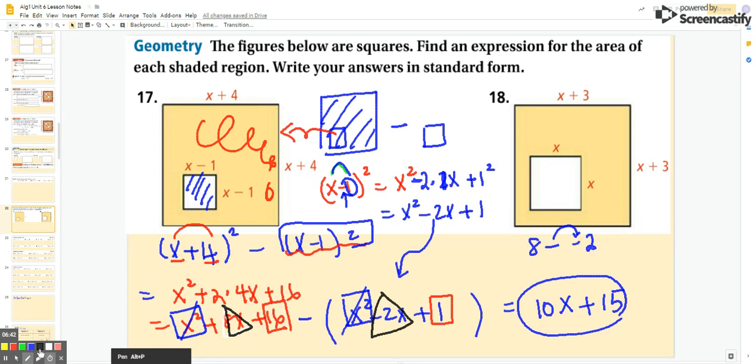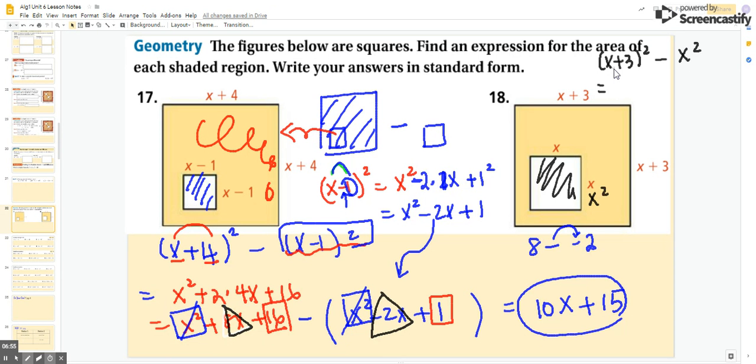And let's look at number 18. We're going to use the same strategy. The bigger square, which is x plus 3 squared, minus the smaller one. What's the area of this? X squared. You subtract x squared. So now I'm going to use the strategy that we learned, which is x squared, and then you multiply this and double it, which is 6x, plus, and then you square this, plus 9, minus x squared. So this will be gone. The answer is 6x plus 9.